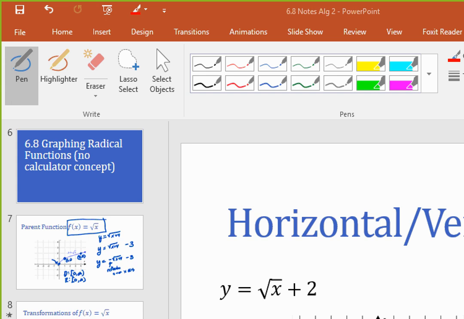So domain is from 0 to infinity. My range now has changed because now I'm starting at 2 and going up to infinity.